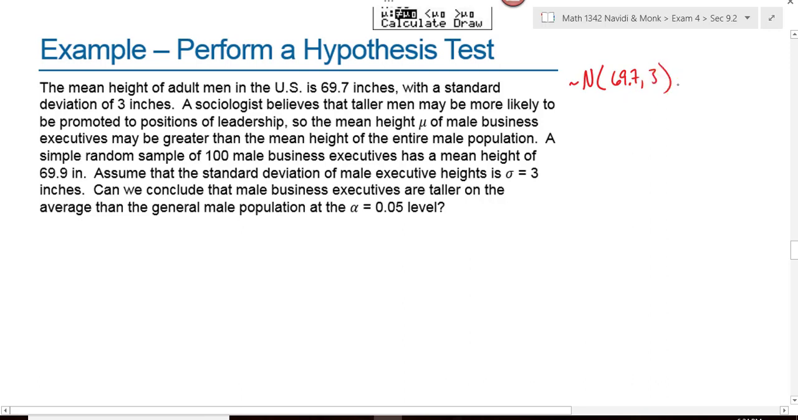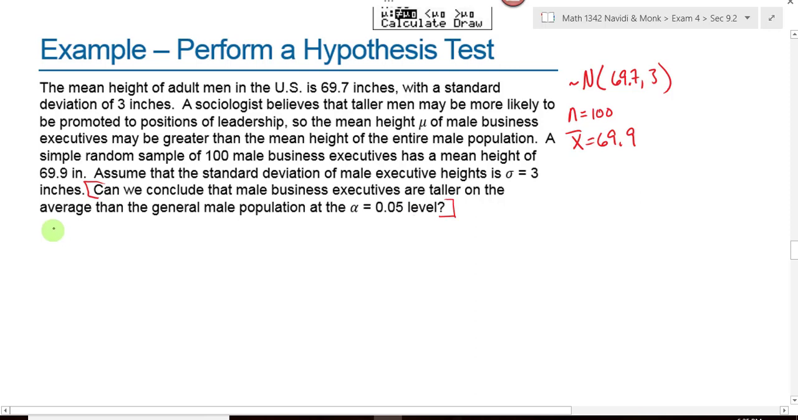A sociologist believes that taller men may be more likely to be promoted to positions of leadership, so the mean height of male business executives may be greater than the mean height of the entire male population. A simple random sample of 100 male business executives has a mean height of 69.9. Assume that the standard deviation for male heights is 3, just like it was for the population of men. Can we conclude that male business executives are taller on the average than the general male population at the 0.05 level of significance? This last statement will help you write your conclusion.